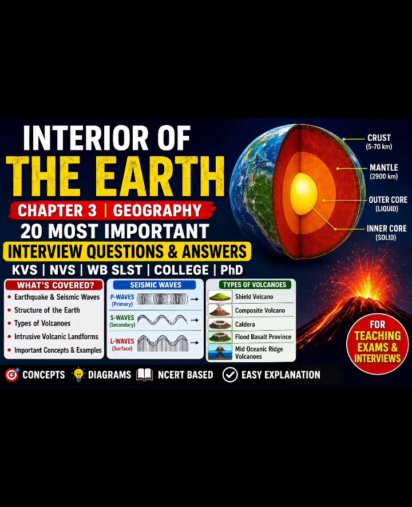Next question, what is a seismograph? So seismograph is an instrument used to record earthquake waves. It helps scientists determine the magnitude, location and intensity of earthquakes. Next question, how is earthquake magnitude measured? So magnitude is measured by Richter scale whereas intensity or damage caused by earthquake is measured by Mercalli scale.